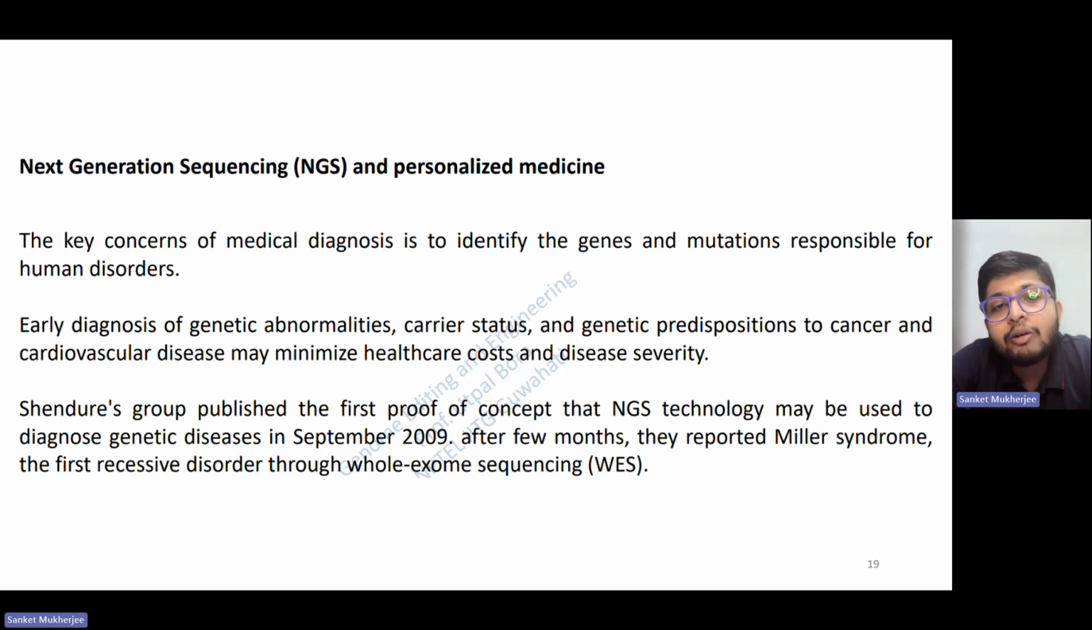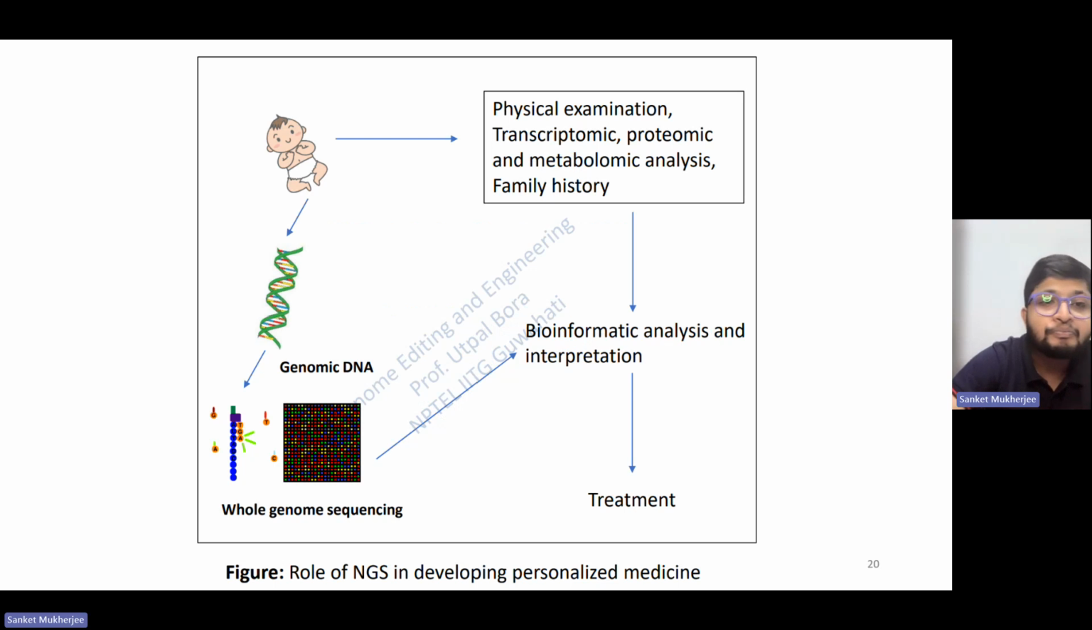The key concern of medical diagnosis is to identify the genes and mutations responsible for human disorders. Early diagnosis of genetic abnormalities, carrier status, and genetic predispositions to cancer and cardiovascular disease may minimize healthcare cost and disease severity. Shendure's group published the first proof of concept that NGS technology may be used to diagnose genetic disease in September 2009. After a few months, they reported Miller syndrome, the first recessive disorder, through whole exome sequencing. So that gives us the answer.